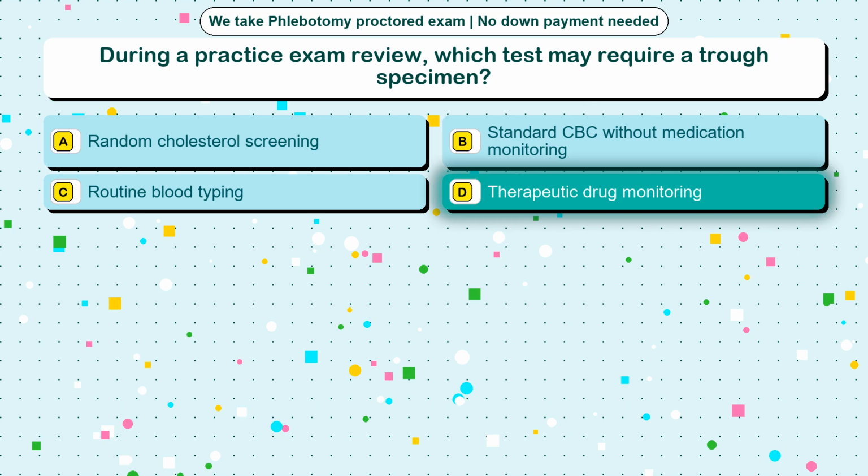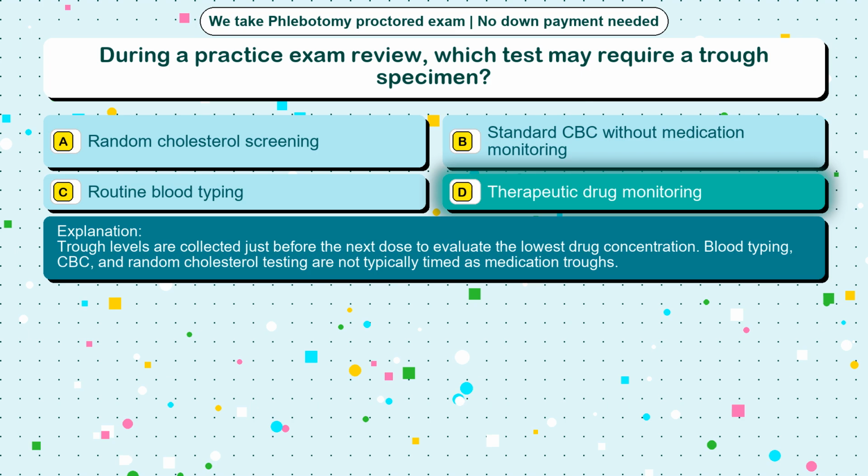Therapeutic drug monitoring. Trough levels are collected just before the next dose to evaluate the lowest drug concentration. Blood typing, CBC, and random cholesterol testing are not typically timed as medication troughs.